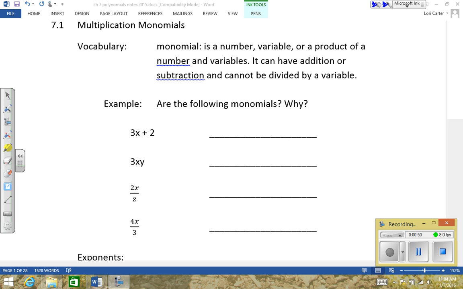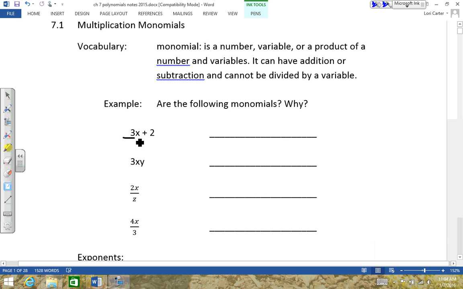Good? So now let's look at 3x plus 2. How many things are there? 2. So is this a monomial? No, because I have 2 things. And what made it not a monomial? 2 numbers. Yeah, but what separated them? The plus. So the plus makes it not work. Okay. 3xy. Yes or no? Yes, because I can multiply as many things as I want.